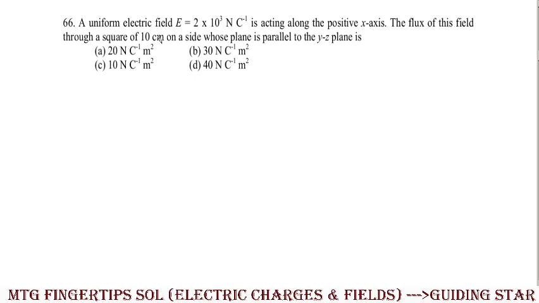Moving to the next question. A uniform electric field of 2 into 10 to the 3 Newton per Coulomb is acting along the positive x-axis. The uniform electric field is along the x-axis. The flux of this field through a square of 10 centimeter on a side, whose plane is parallel to the YZ plane, is? Okay. So here, if we draw the three-dimensional Cartesian coordinate system, the 3D system, this is x, y, and this is z. So what will be the YZ plane?